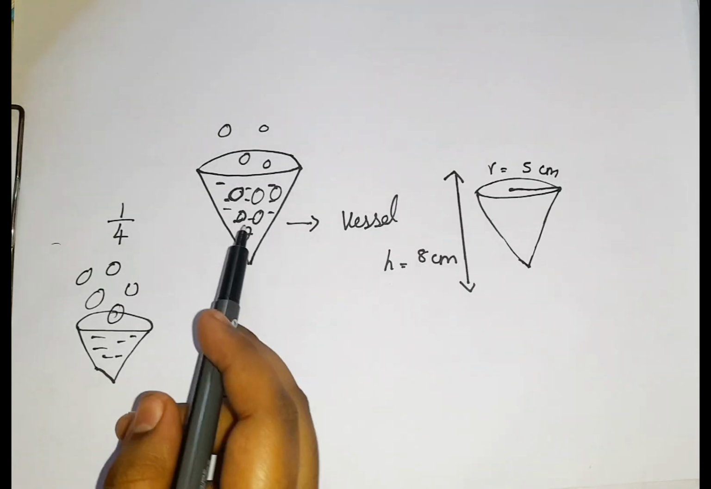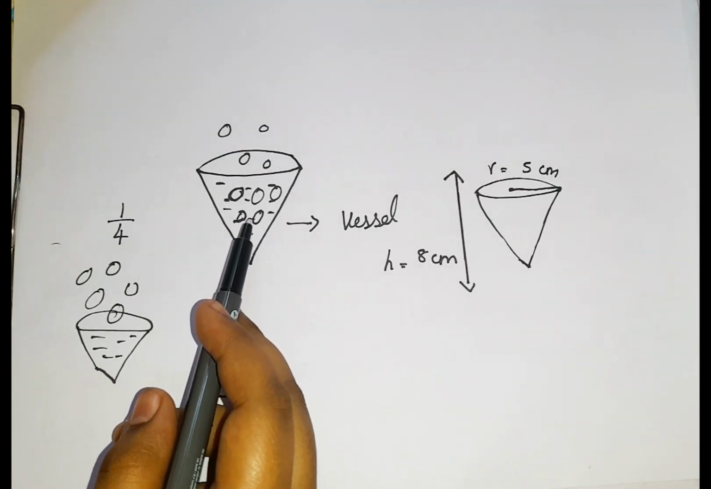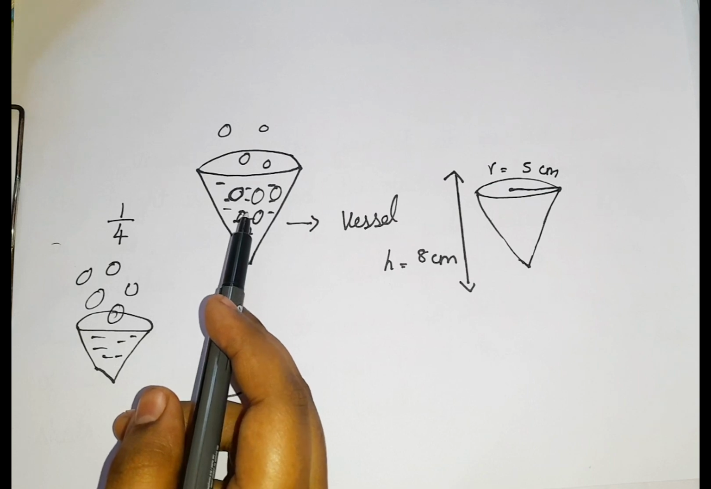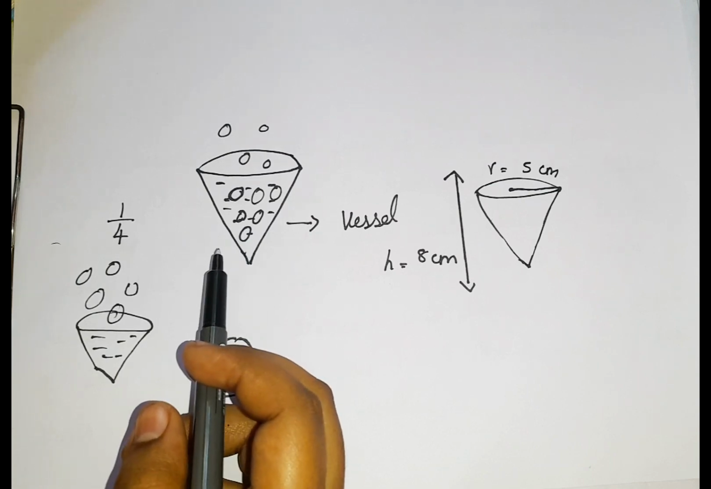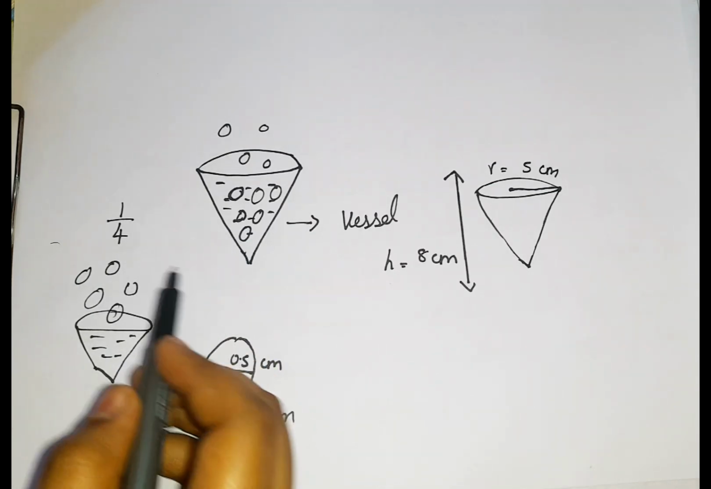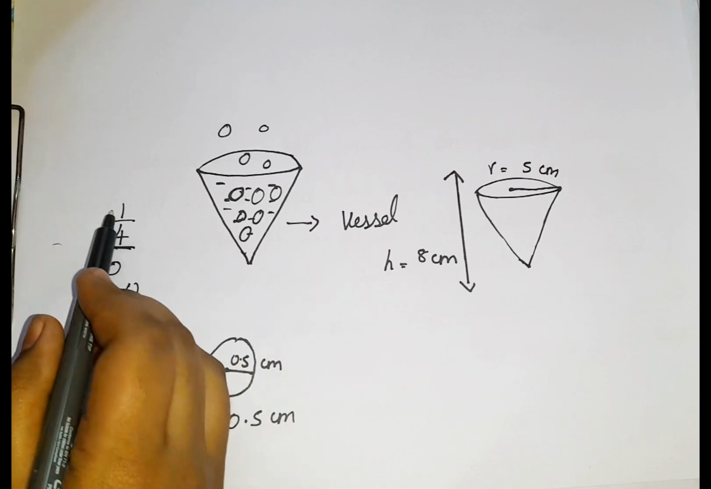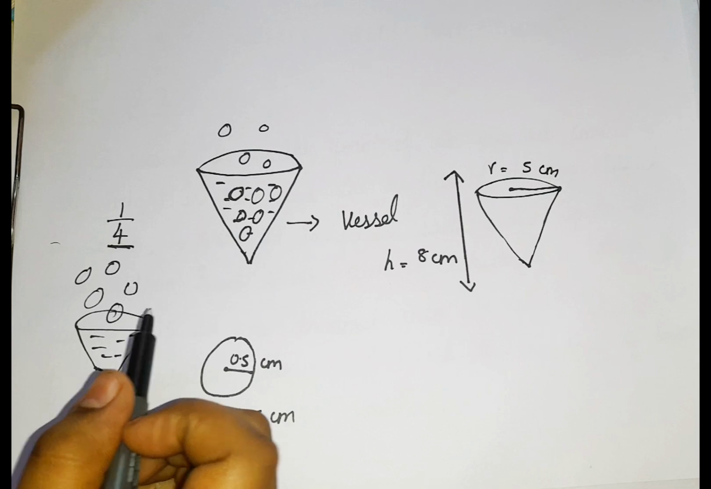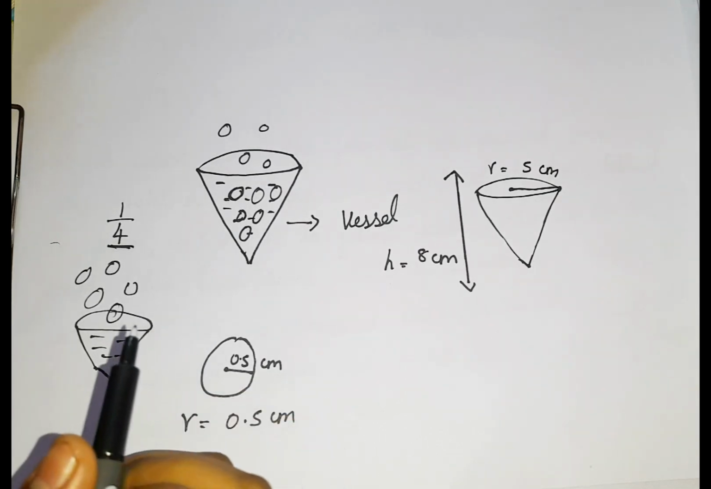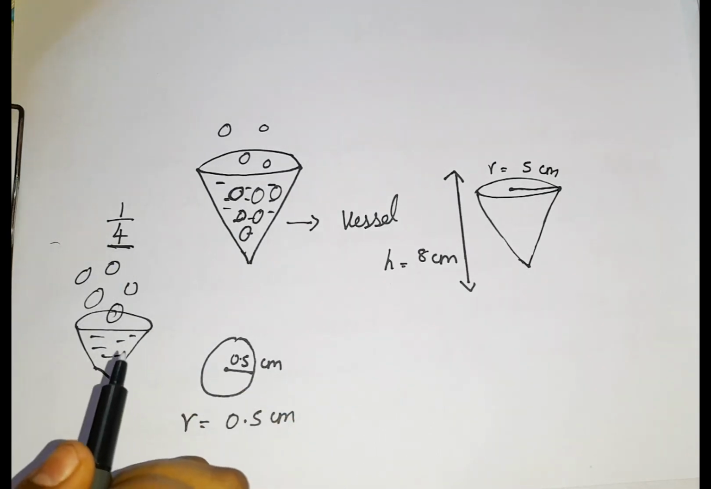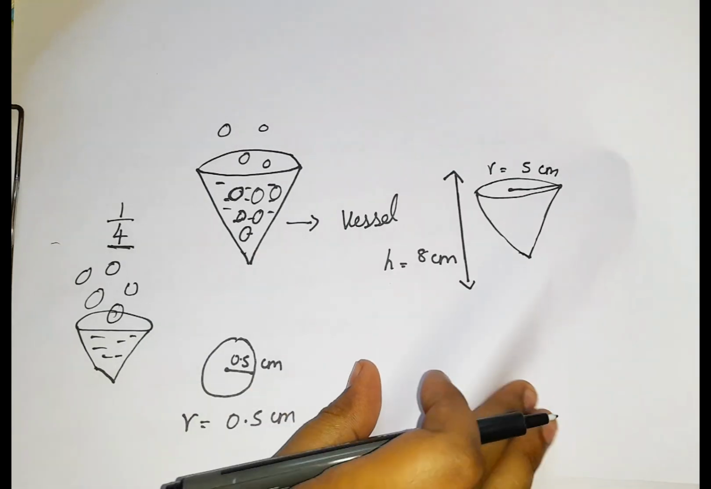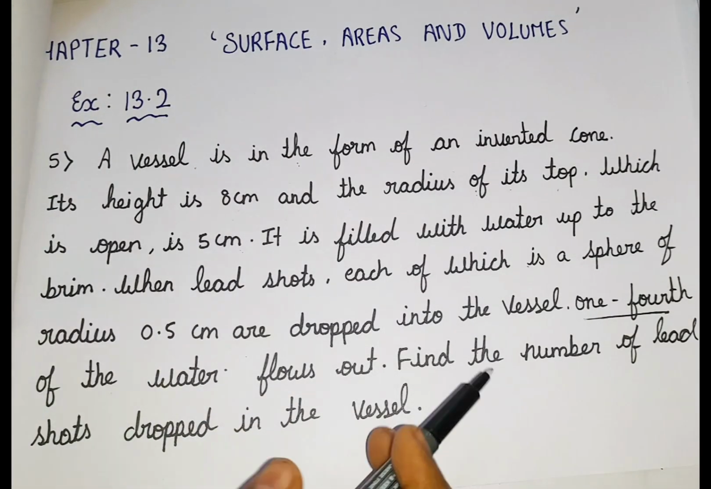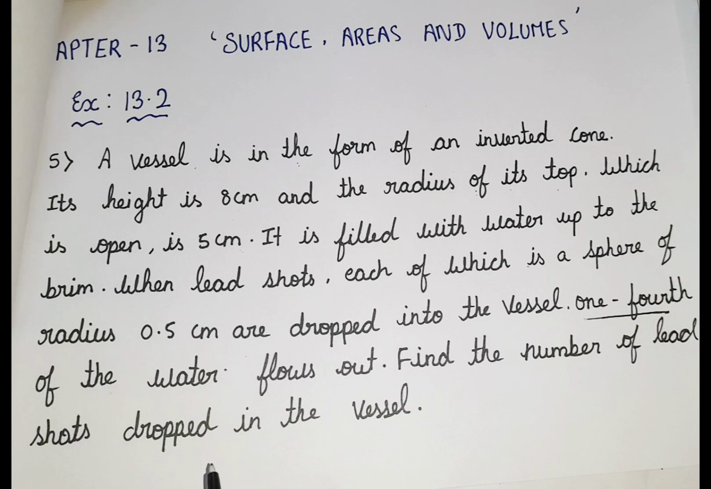So likewise here we don't know how many lead shots there are. Did they mention in the question how many lead shots there are? No guys, they didn't even mention that. The only information is that 1/4 of water flows out. But they didn't mention how many lead shots they put inside the vessel. So according to the question, we are supposed to find the number of lead shots dropped in the vessel. Why? Because we don't know how many lead shots we put inside.